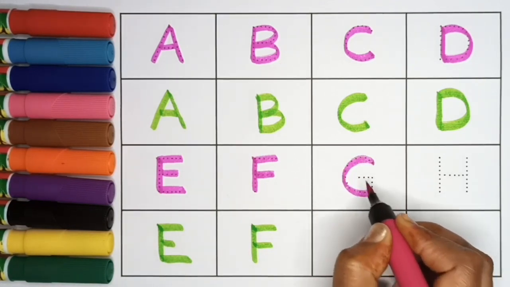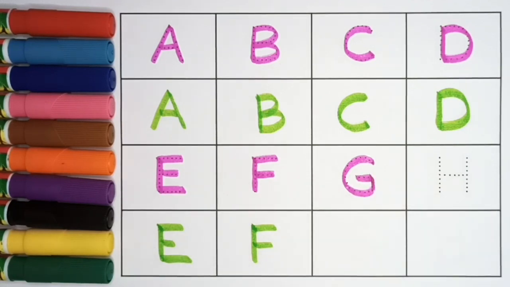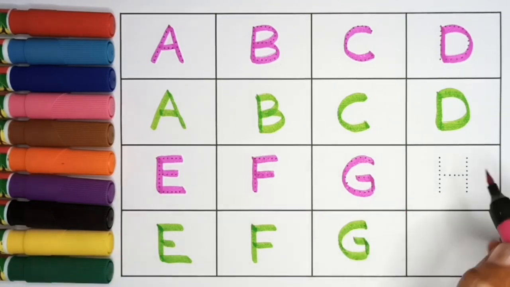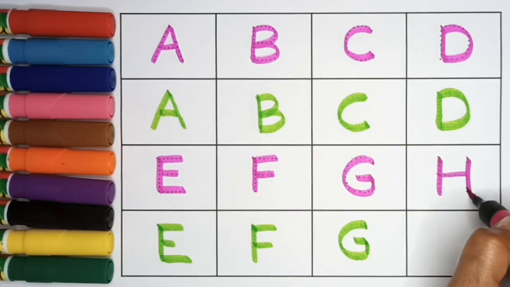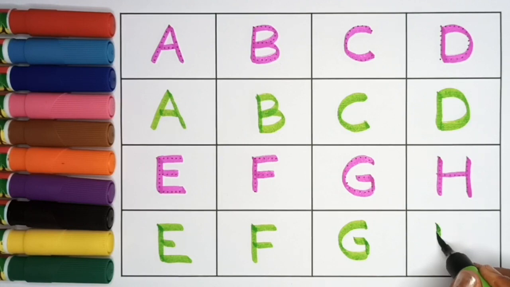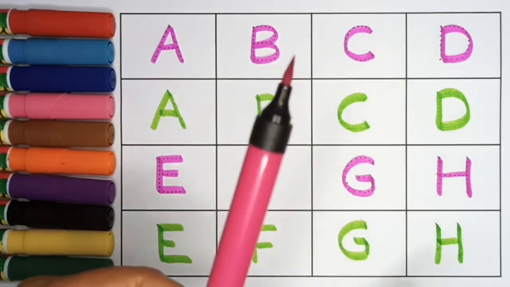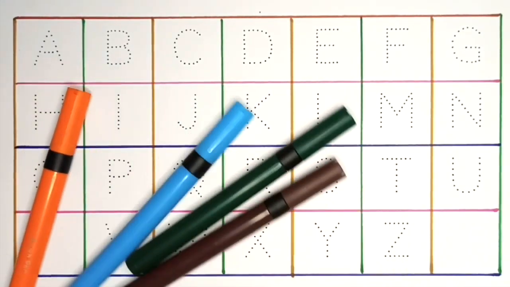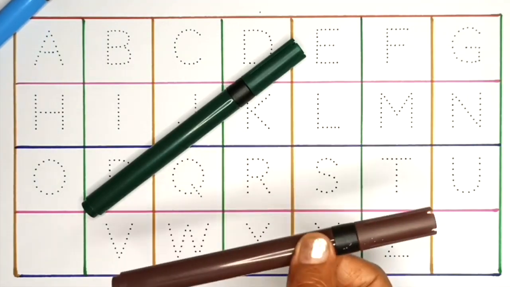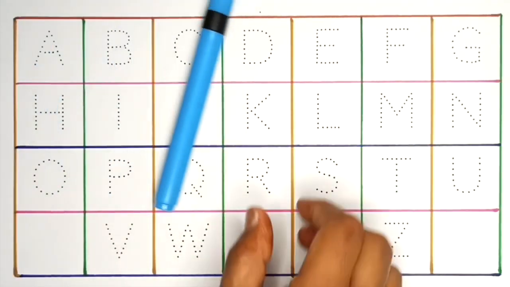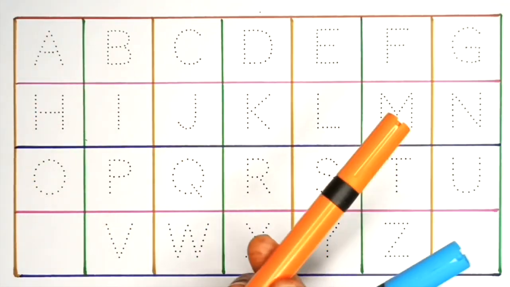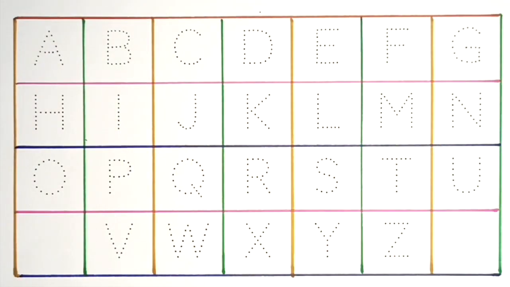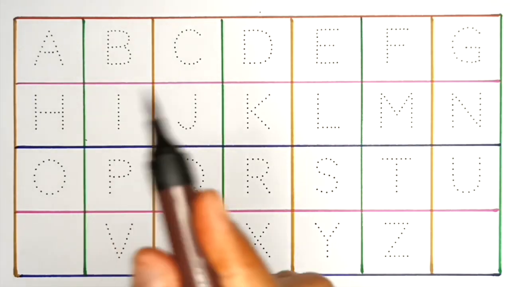G, G for grapes. G, G for grapes. H, H for hen. H, H for hen. Green color, purple color. Brown color, green color, blue color, orange color. Brown color.